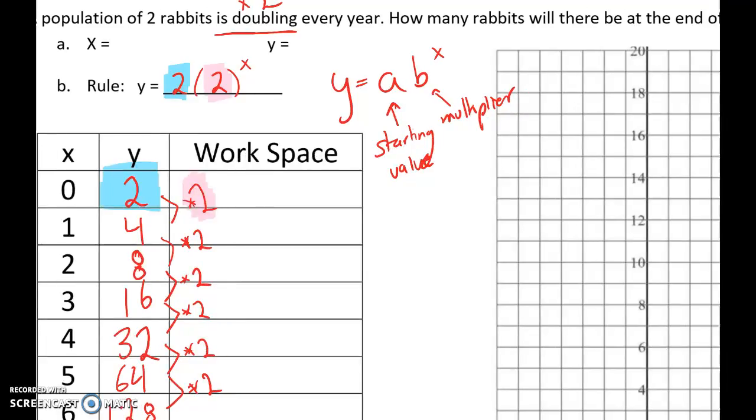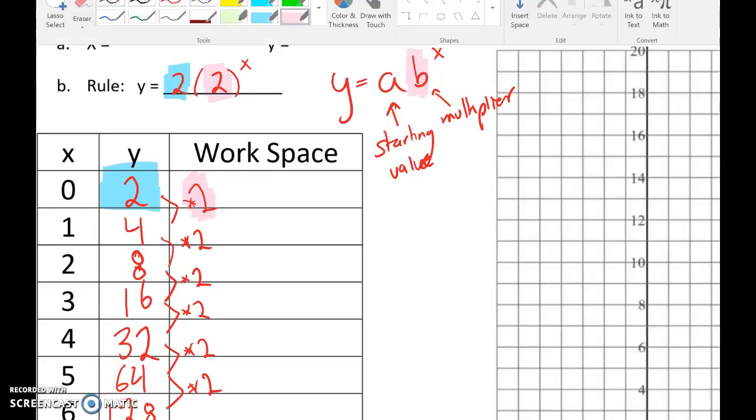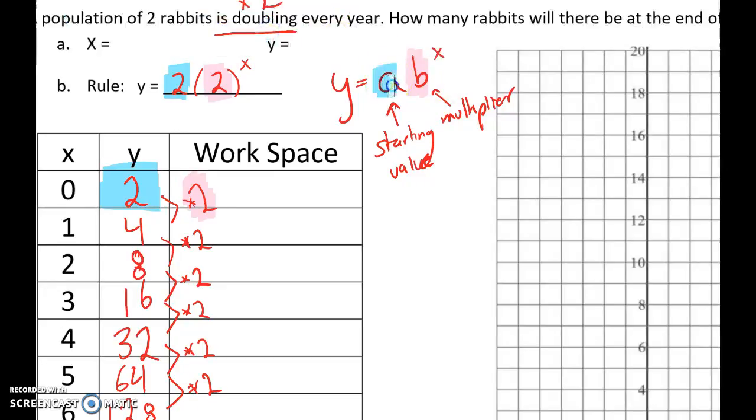All right, so the equation that I wrote was 2 times 2 to the x, where this 2 out in front comes from the starting value. We start with the starting value. The 2 in the parentheses is the multiplier, and that comes from what we're multiplying each time. So I'll just highlight this as well. So 2 is the starting value, 2 is the multiplier, and then the x is the input, or the number of years.